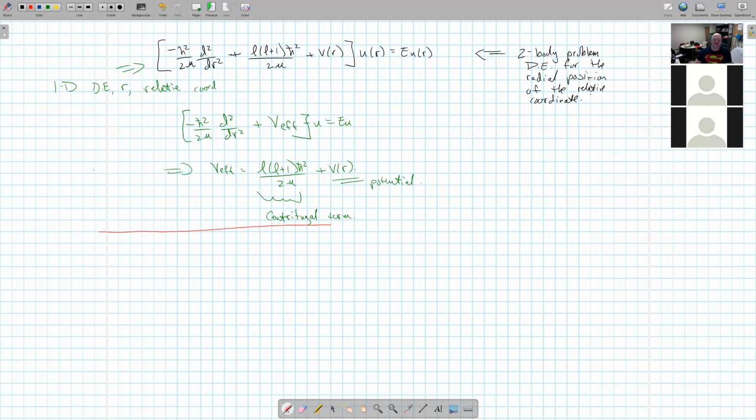Now, one thing to point out here is that even though it seems like M is not important, it turns out M actually is important. So even though our differential equation is independent of M, M is still important.